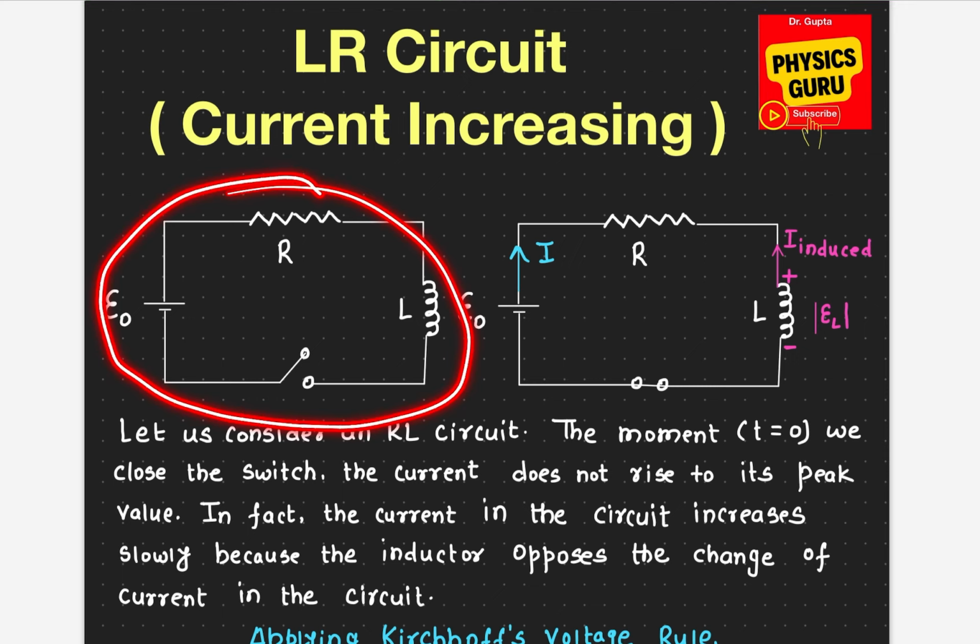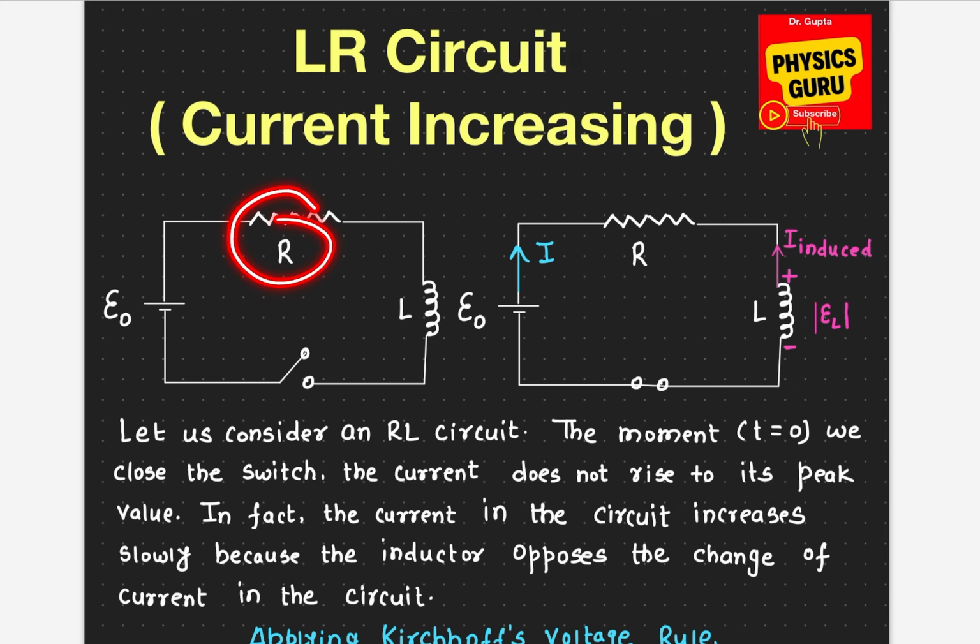We have the circuit here where our resistors and inductors are connected in series, and this is the source, and we have a switch here. When the switch is open, there is no current passing through the circuit. Now let's say at time equals 0, we close the switch. As soon as we close the switch, there will be a current in the circuit.